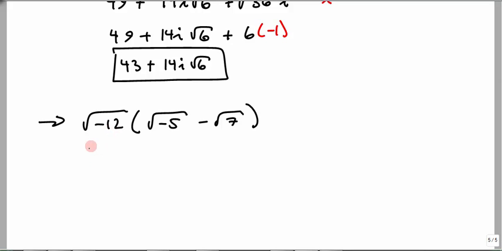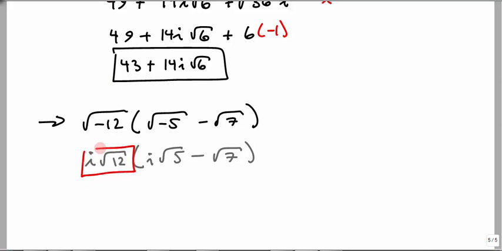This one is i root 12. This one is i root 5. And of course this is just minus square root of 7. If you take a negative 12 times negative 5 and get 60, notice your i squareds go away. So you have to simplify these first before you distribute. So let's go ahead and distribute these now.